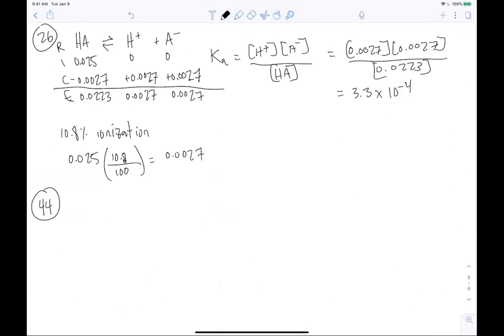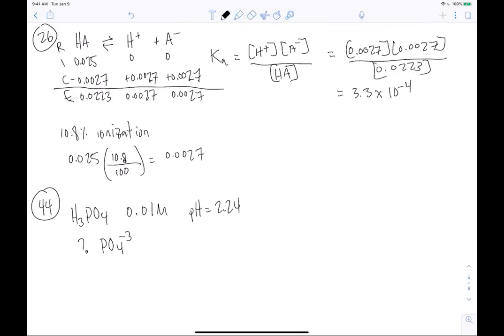Okay, so 44 on the extra practice, part 1. It's asking about phosphoric acid. So it's saying that we have H3PO4 at 0.01 molar, and it's telling us that the pH for the solution is equal to 2.24. It's saying estimate the concentration of phosphate, which remember is this, in the solution.